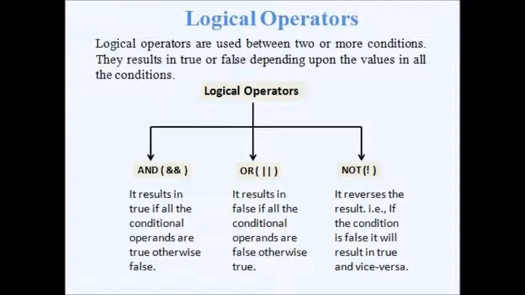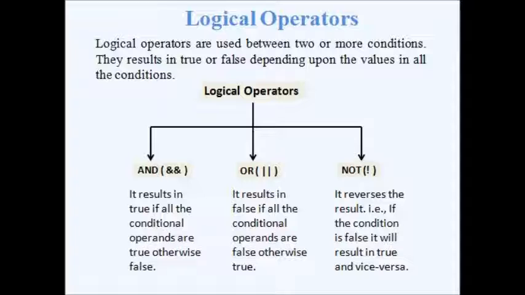Logical operators are used between two or more conditions. They result in either true or false, that is, the Boolean value depending upon the values in all the conditions. The logical operators are of three types. First is logical AND operator. It results in true if all the conditional operands are true, otherwise false. And second is logical OR operator. It results in false if all the conditional operands are false, otherwise true. And third is logical NOT operator. It reverses the result, that is, if the condition is false, it will result true, and vice versa.